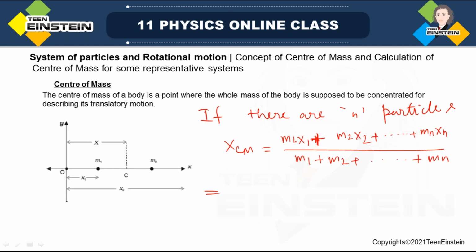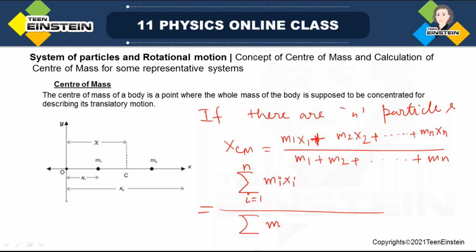Look, this is an elaborate notation. In short notation, there is the summation sign. You can write mi xi, with i equal to 1 to n. What does this mean? If I remove the summation, then if I put i equal to 1, I get m1 x1. If I put i equal to 2, then m2 x2. So this is summation over i going from 1 to n, like that you have to read.